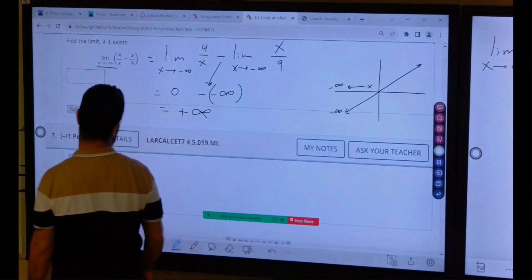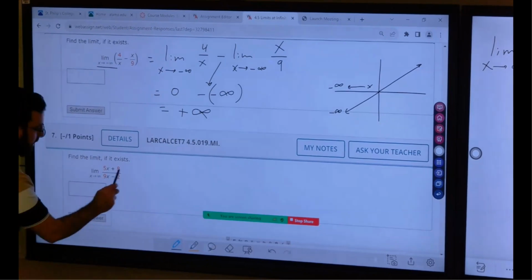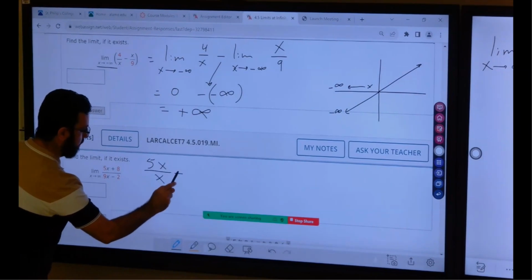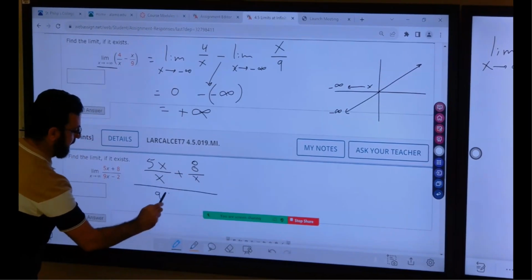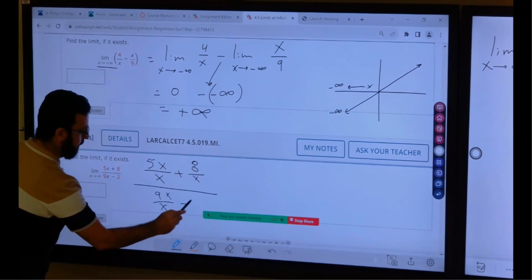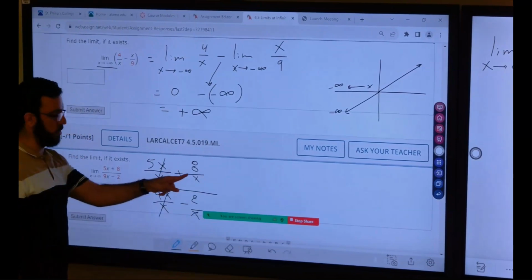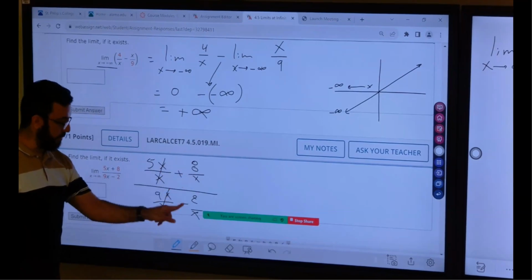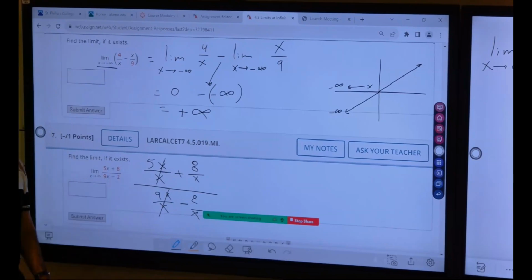You're overthinking. You can divide everything by x, the highest exponent here. So here it is going to be 5x over x plus 8 over x, and 9x over x minus 2 over x. Cancel here, cancel here. This goes where? This part goes where? Zero. This part goes where? Oh, okay. 5 over, that's it.